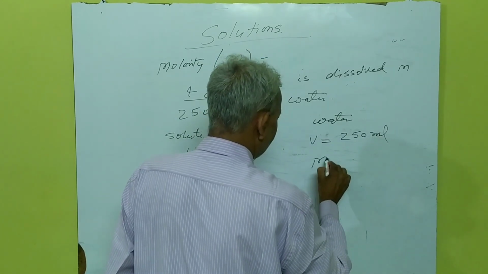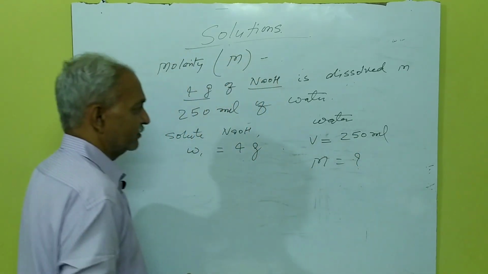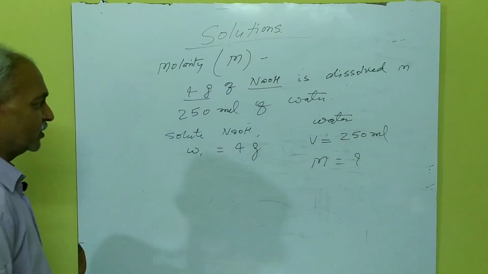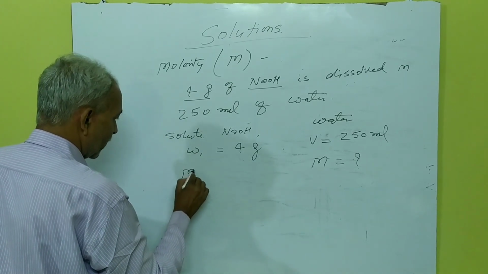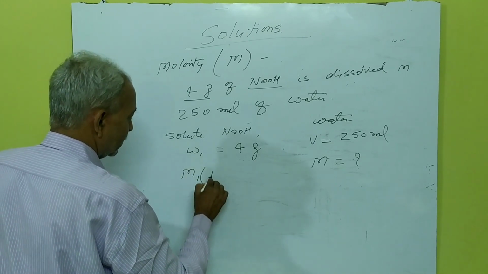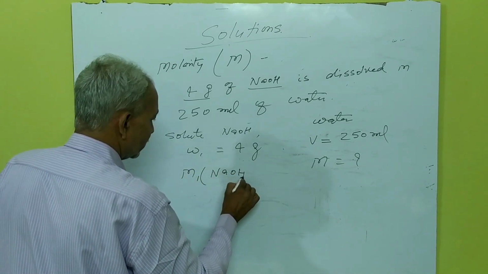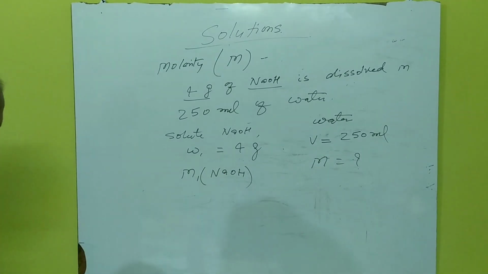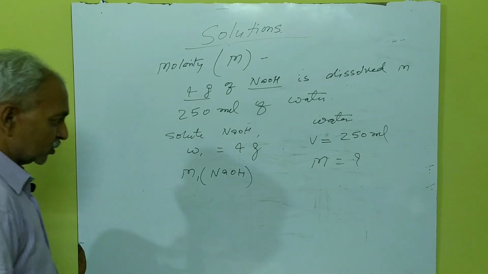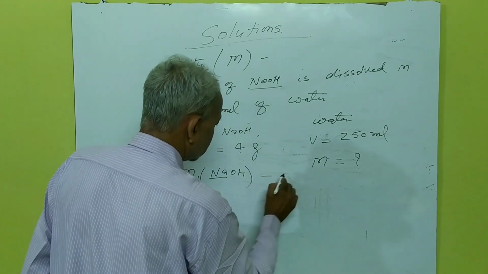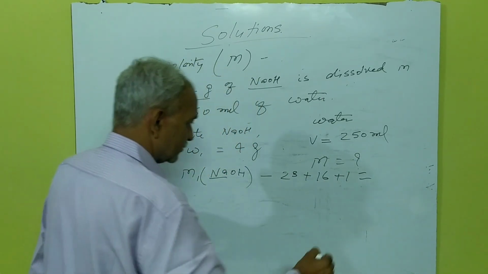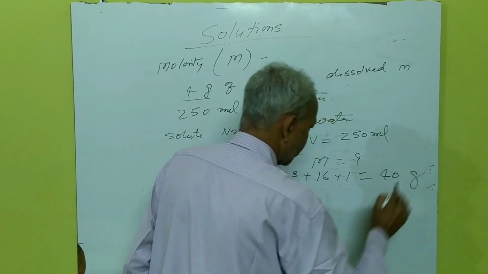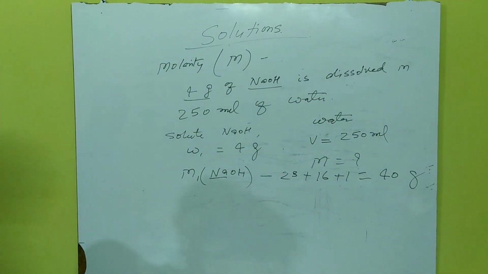We have to calculate capital M, that is your molarity. So M is equal to what? Before that, you calculate the molar mass. So you have to calculate M1, the molar mass of sodium hydroxide. The mass of sodium is 23, plus 16 plus 1. So that is 40 gram. So M1 is 40 gram.